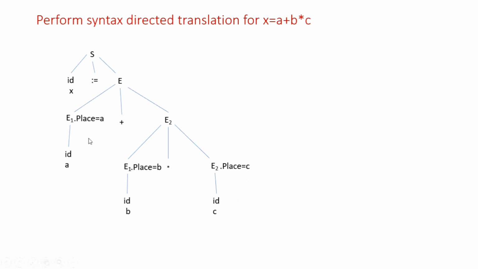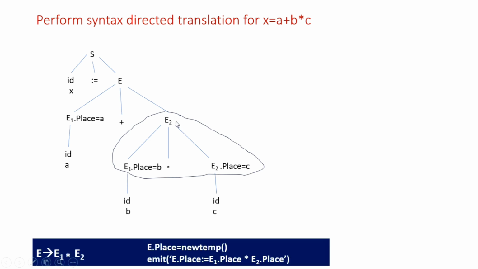Now we will come for this subtree evaluation, E2 tends to E1 star E2. When we try to evaluate this, the first thing we are supposed to do is generate a temporary variable. So E2 should hold a temporary variable. So we apply this rule, E tends to E1 star E2. So this E dot place is holding a new temporary variable. So this E2 is called E dot place now. Now a temporary variable will be created. The temporary variable name is called T1.